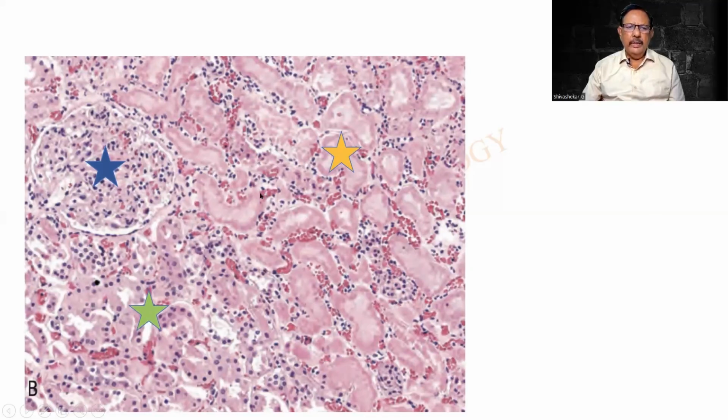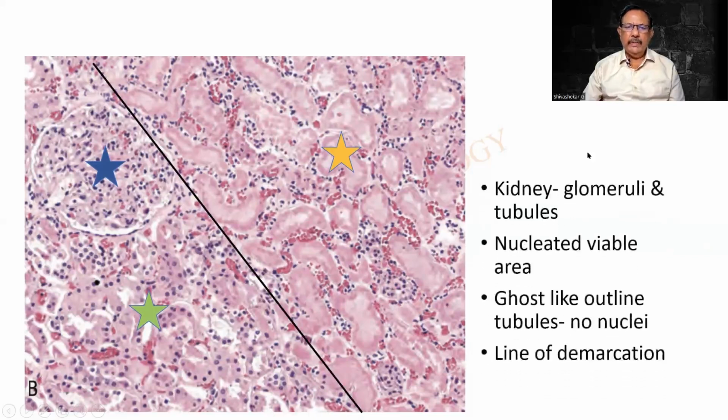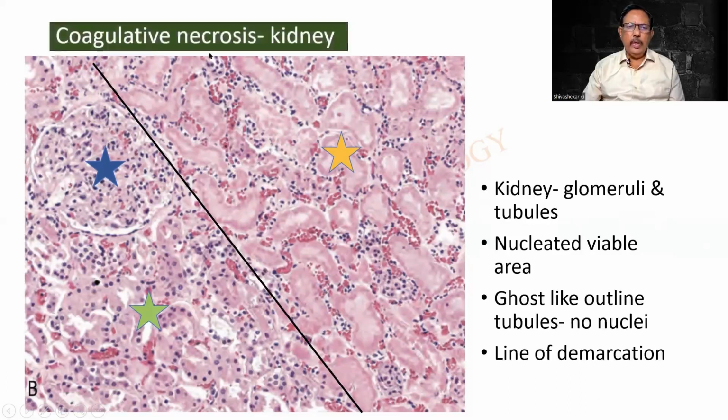On this side, you find that the tubules are all there, the shape is maintained, but no nuclei. These are all inflammatory cells that are seen. So, a definite line of demarcation, I hope you people can make the diagnosis. Kidney, because of glomeruli and tubules, nucleated viable area, ghost-like outline, no nuclei, and there is a clear line of demarcation. It is a case of coagulative necrosis kidney.